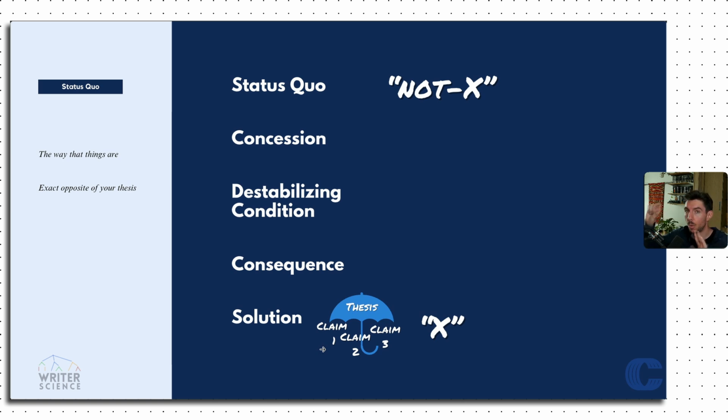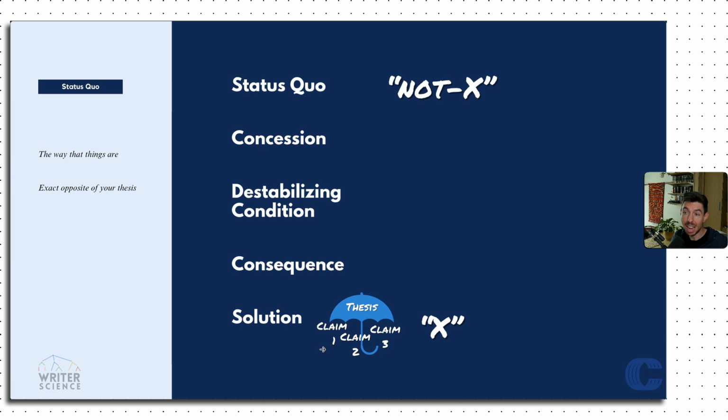The status quo should be the opposite of that. So it should be, many people think that in academic writing, it's supposed to be impersonal. You're not supposed to use personal pronouns. It should be impersonal and objective. So whatever your thesis is, the status quo should be the exact opposite of that.